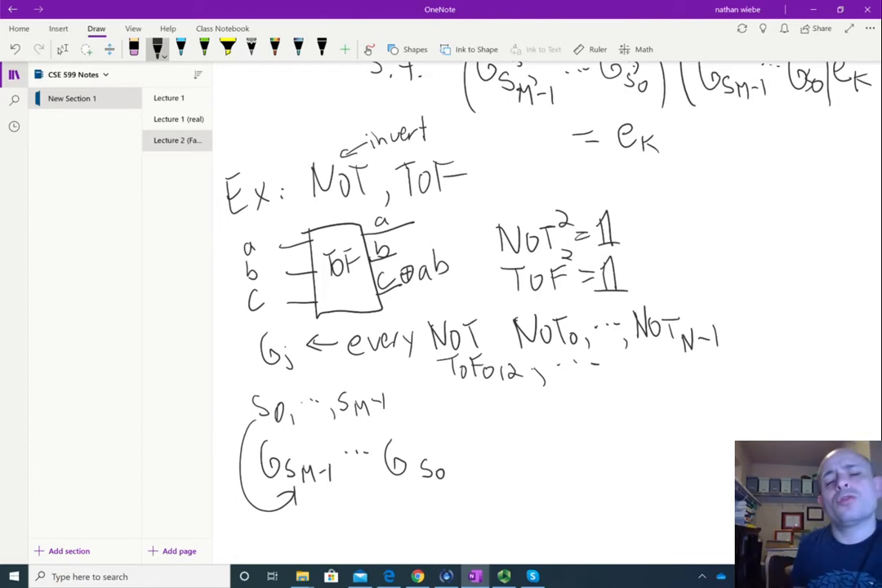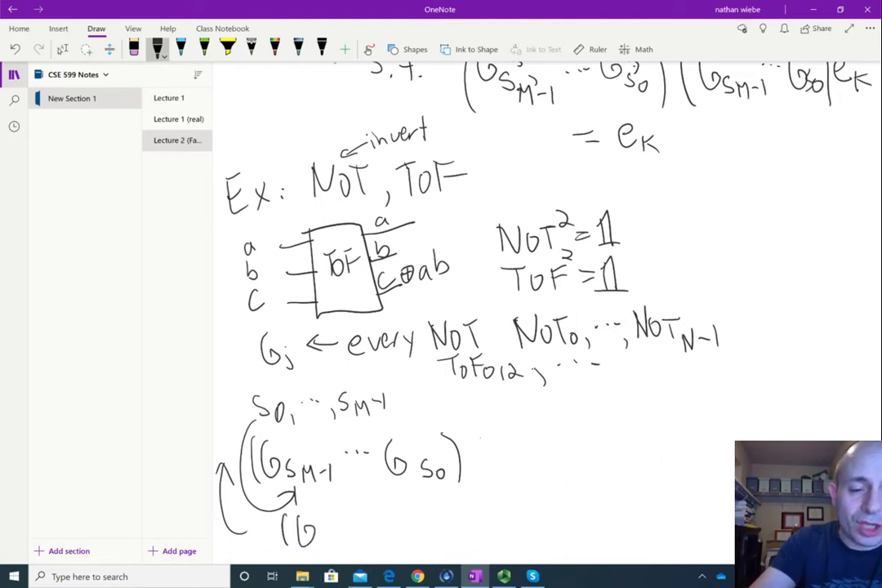Okay, so this is a sequence of gates that we want to implement. We can apply the inverse of this by basically just multiplying over here the following. We multiply this by GS0, GS1, going all the way down to GSM minus 1.